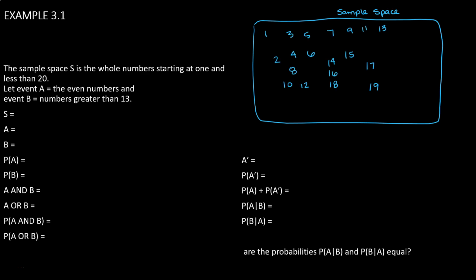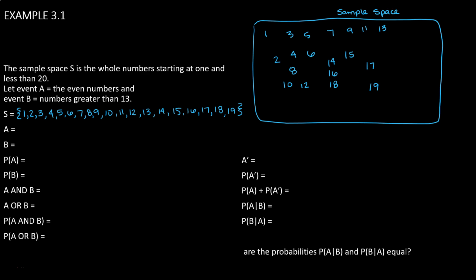That's our sample space. We can describe our sample space as a picture with a rectangle, all of the sample space elements inside, or we can write it in set notation. We have curly brackets with all of our elements in the sample space listed out, separated by commas.